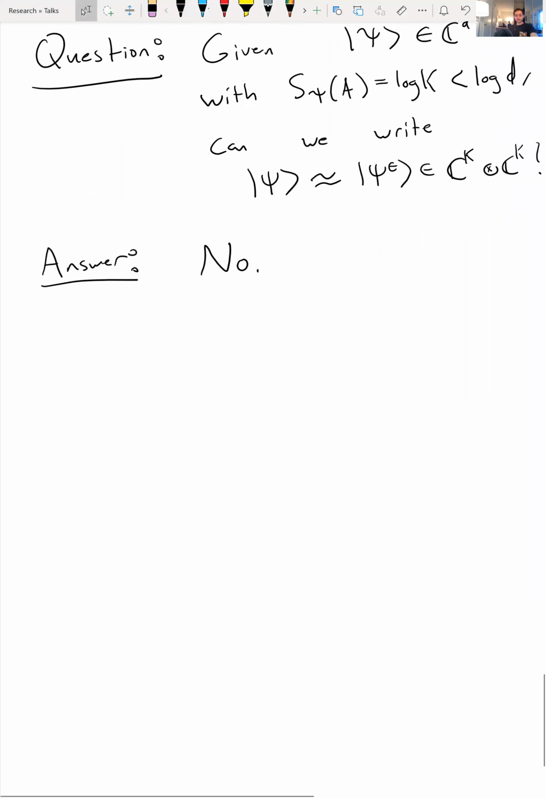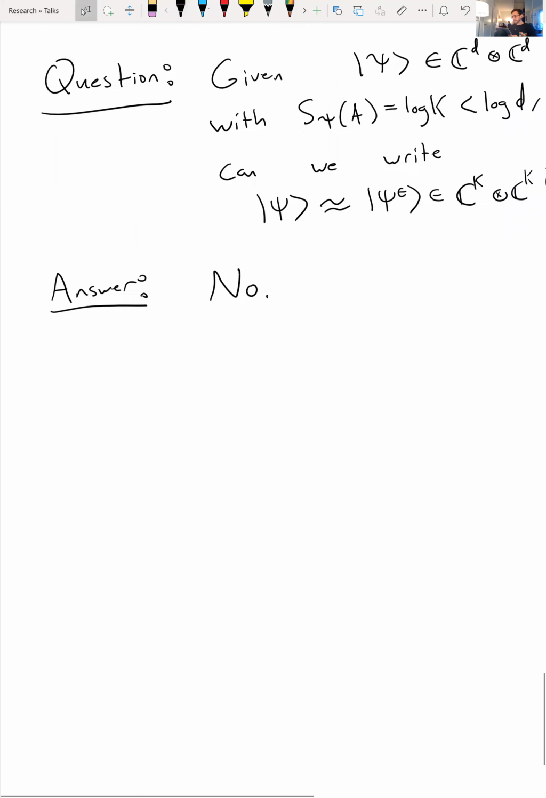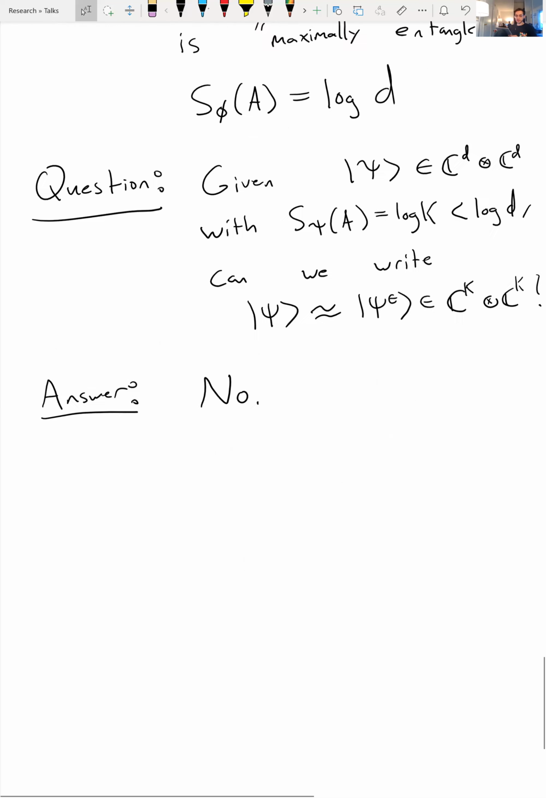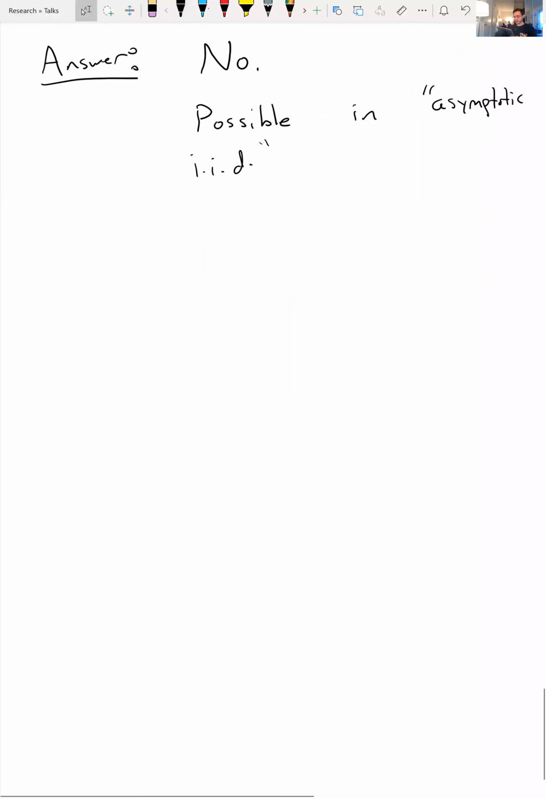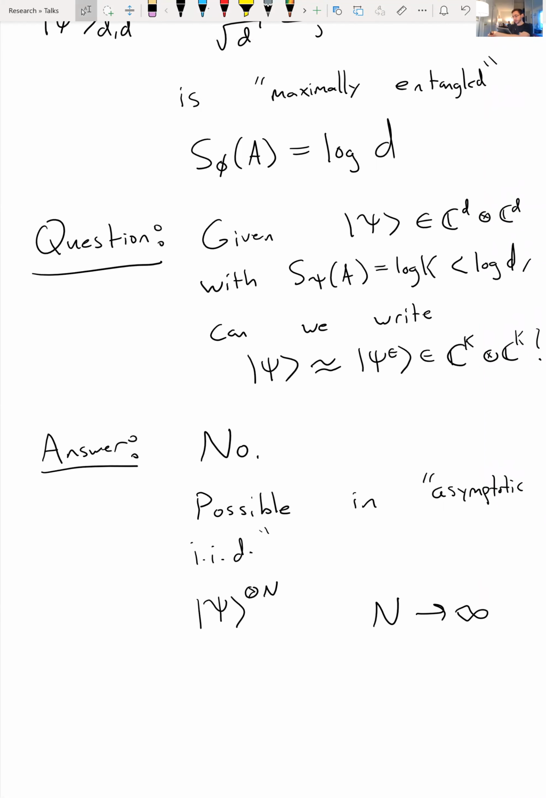It is possible for holographic states, which I'll say momentarily. But the reason that this question is interesting for quantum information theorists is because it's possible in this so-called asymptotic IID limit. And the asymptotic IID limit is just the limit where I take a large number of copies of any state. So I take psi, I tensor it with itself n times, and I take the limit as n goes to infinity. So in this limit, it is going to be possible for any state to do this procedure that I wrote here. It's going to be possible to write this asymptotic IID state on a subspace, or to approximate it very well, on a subspace whose dimension is controlled by the entropy.